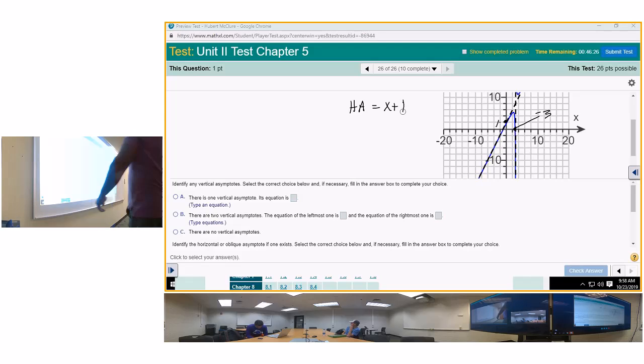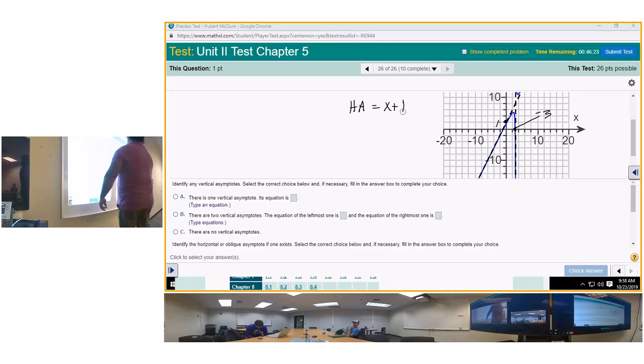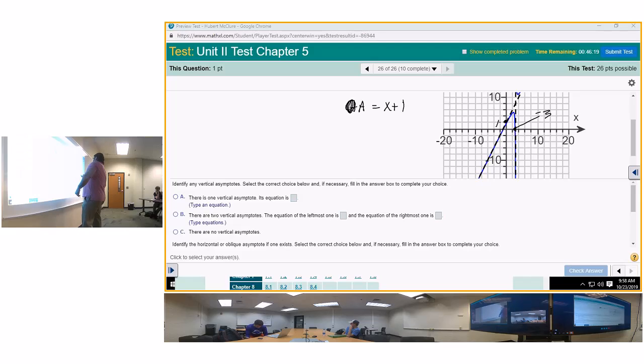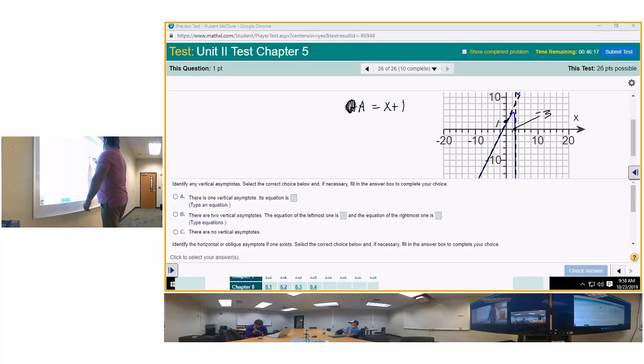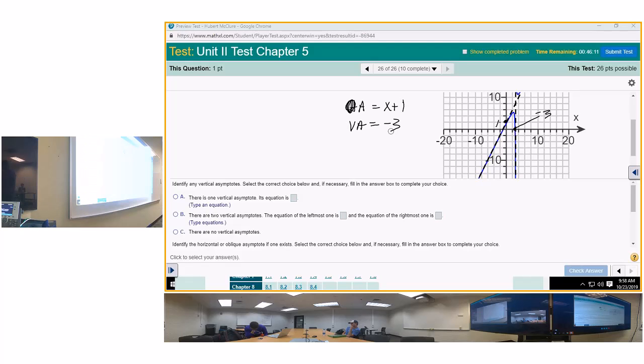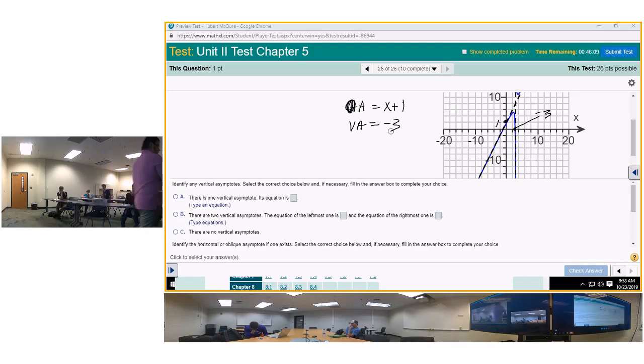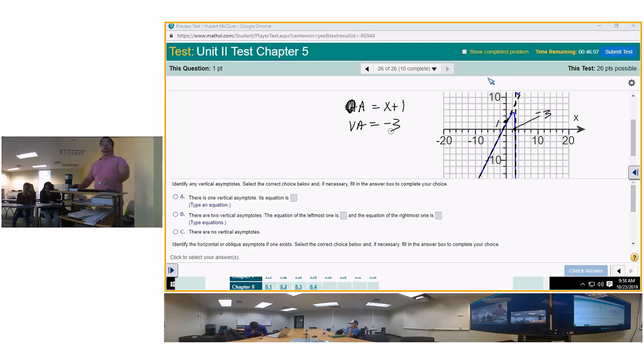No, I meant the oblique asymptote. Oblique. And then the vertical asymptote is -3. Vertical asymptote equals -3. And I think that's what they're asking. So which one says the one we got? There's two asymptotes.